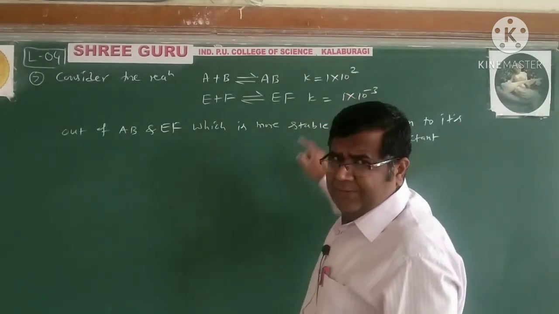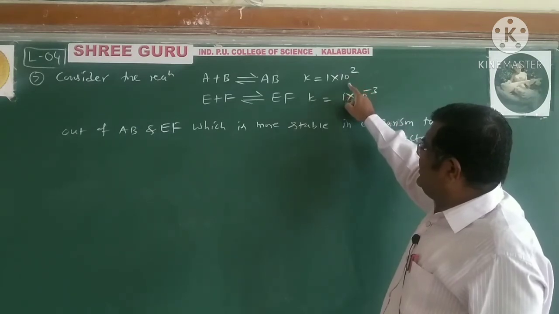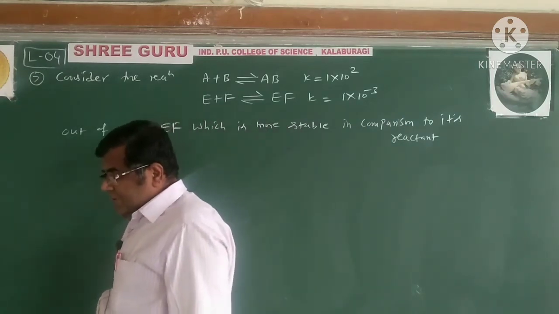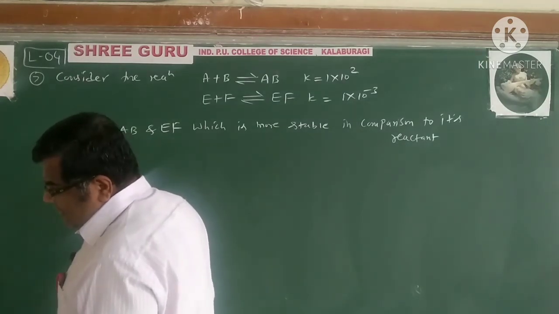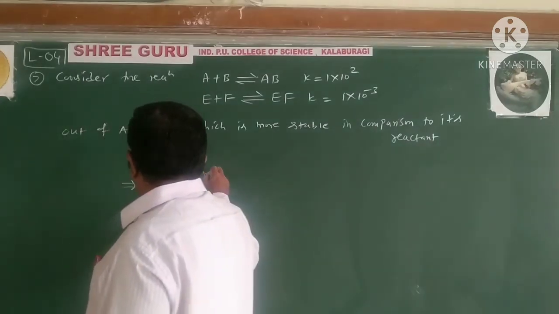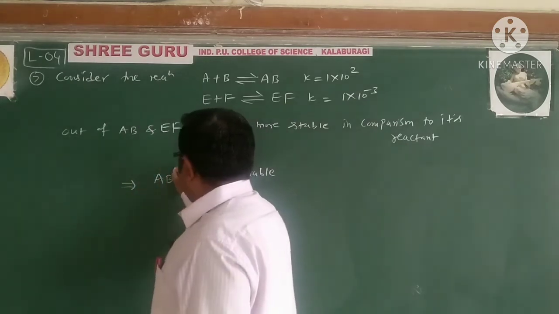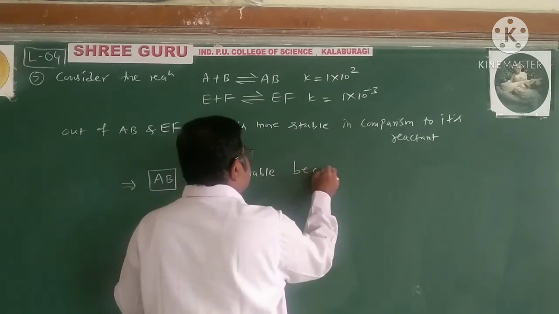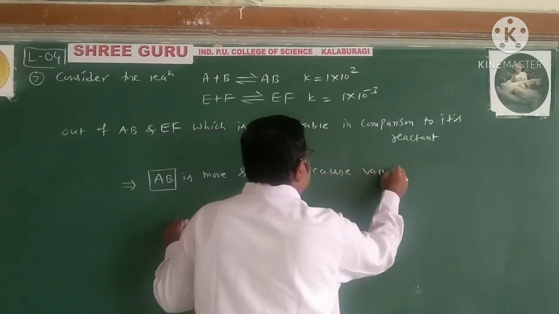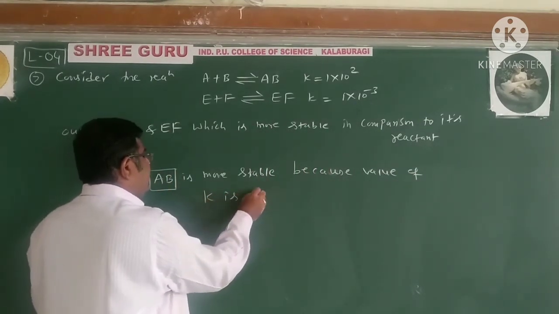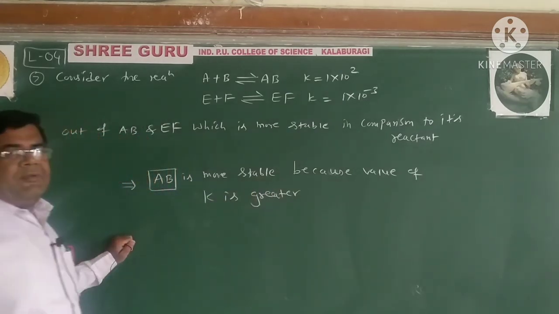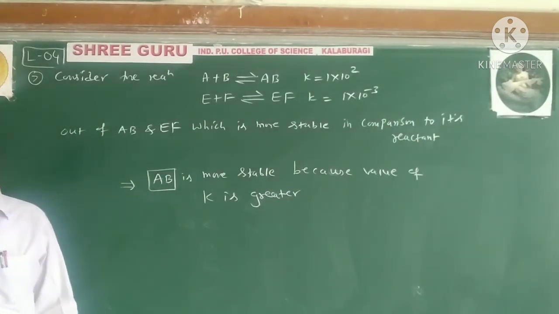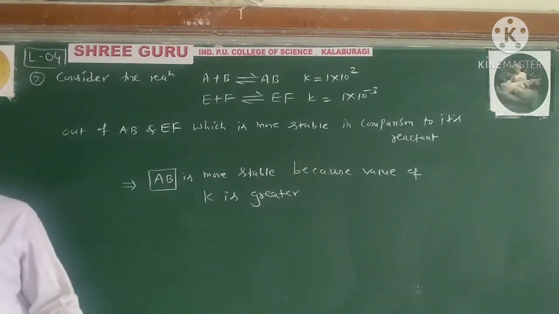Now we compare this to the K given here. 1 × 10² is greater than 1 × 10⁻³. So you can say AB is more stable because its equilibrium constant is greater. AB is more stable because the value of K is greater. So this concept is also very important. The higher the value of the equilibrium constant, the more stable is the product compared to the reactant.